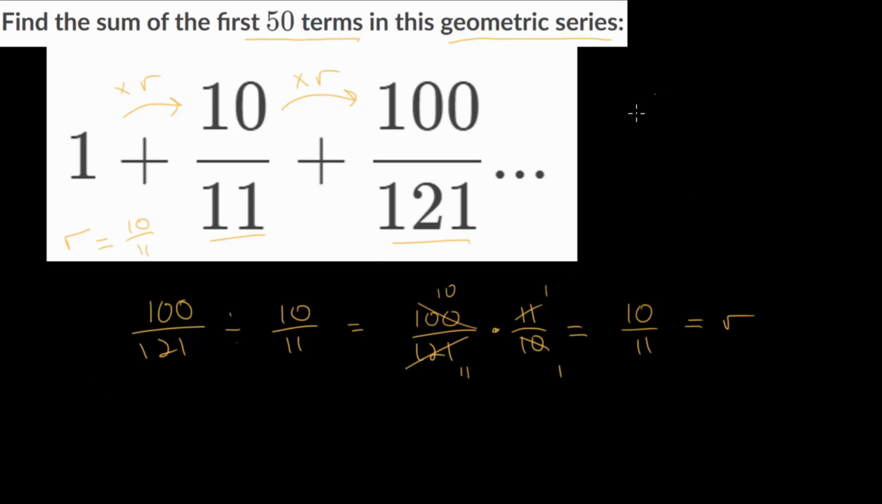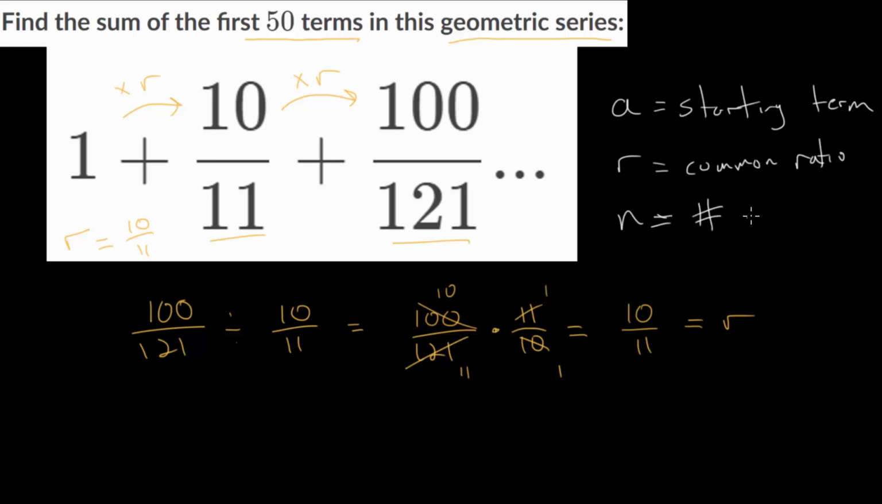And the way to derive it, we're going to say that a is our starting term or starting value. r is our common ratio. And we can say we're adding n terms. So n is the number of terms.